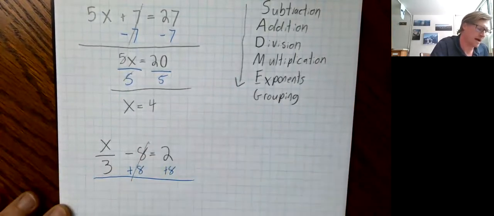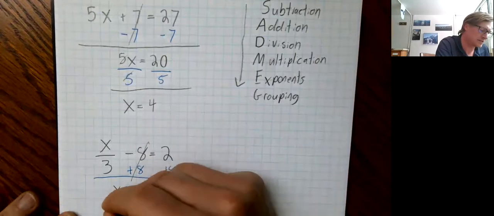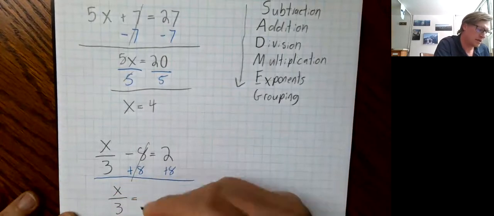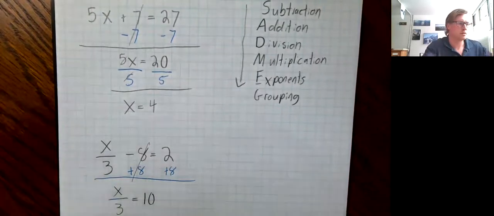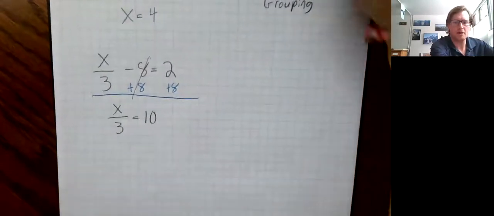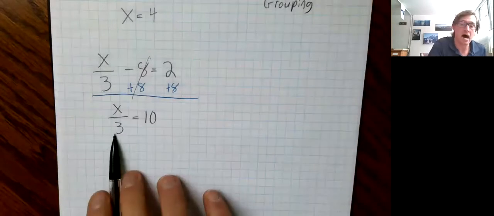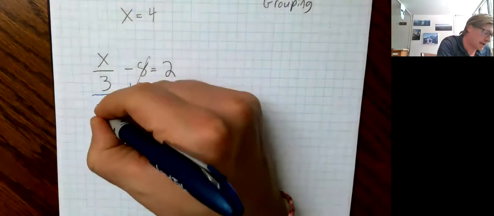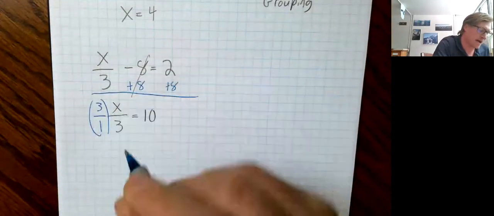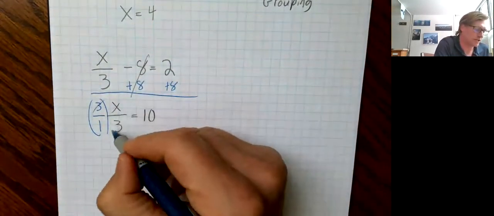So my 8s drop out. I've got x divided by 3 equals 2 plus 8, which is 10. Now I'm just left with one operation. I need to undo the division by doing the opposite operation. I'm going to do that by multiplying by that denominator so that the 3s drop out.